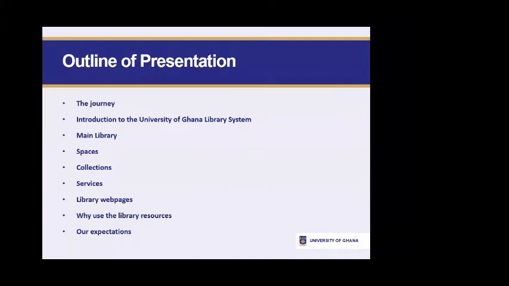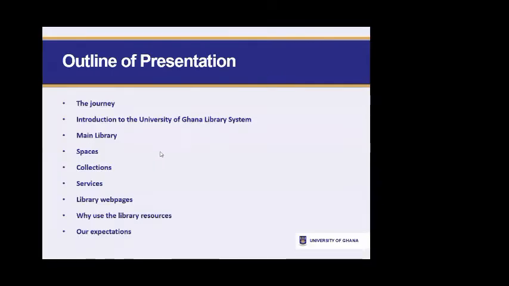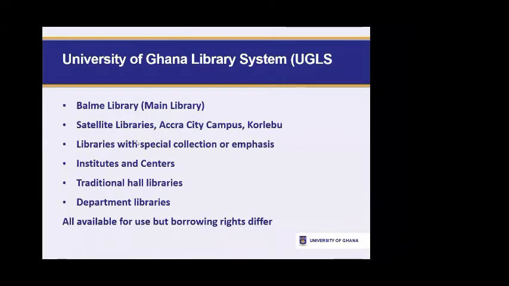So basically at this stage, we are looking at some of the resources that the university has made available through the University of Ghana Library System. Firstly, we are going to look especially at the spaces that are available. These are some of the major libraries in the university. The parent is the BAM Library, and then we have what we know as the satellite libraries. Satellite libraries comprise the hall libraries, departmental libraries, school libraries, Korle Bu, and Accra City Campus. Every single library, no matter the location, that belongs to the University of Ghana forms part of the satellite libraries, and together they are all referred to as the University of Ghana Library System.